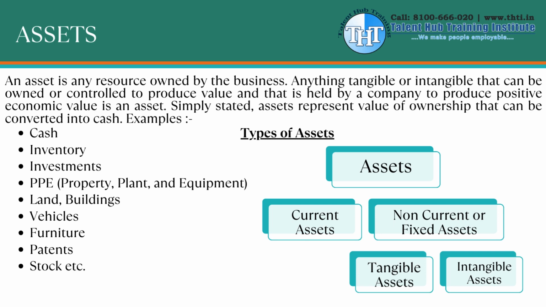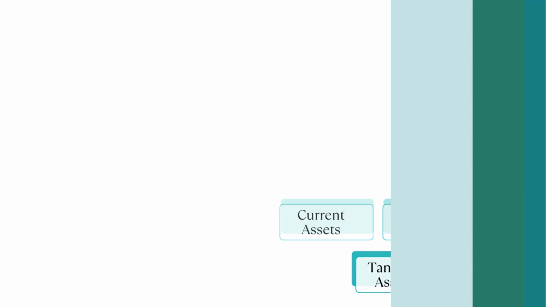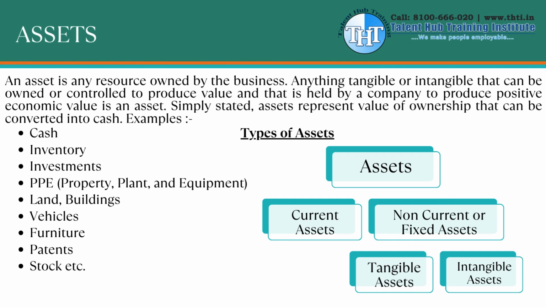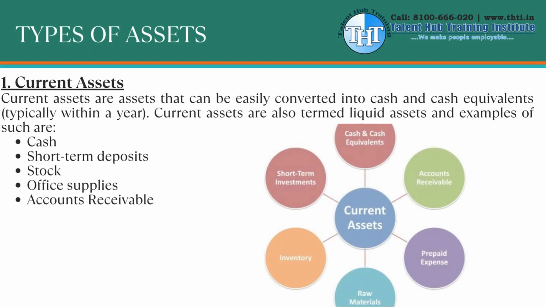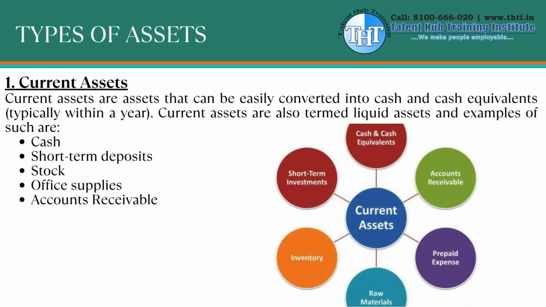Types of assets: current assets, fixed assets. Fixed assets are of two types: tangible assets and intangible assets. Examples: cash, inventory, investments, property, plant, and equipment, land, buildings, vehicles, furniture, patents, stock, etc. Current assets. Current assets are assets that can be easily converted into cash and cash equivalents, typically within a year. Current assets are also termed liquid assets, and examples of such are cash, short-term deposits, stock, office supplies, accounts receivable.